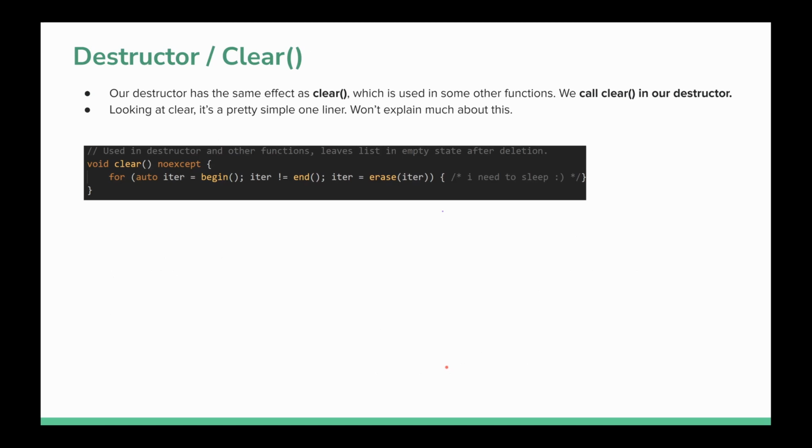All right, for our destructor and clear, and the reason I put clear is our destructor has the same effect as clear, because we use clear in some other functions. We call clear in our destructor. You didn't have to, I don't think. Maybe, I think some people's clear actually called the destructor, and their destructor was their clear code. Yeah, but this is just a pretty simple one-liner. I mean, there's not really much to say about it.